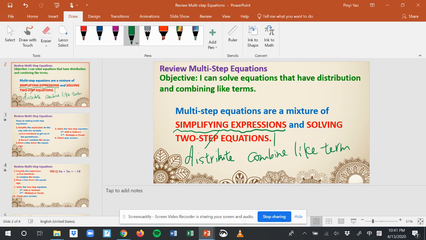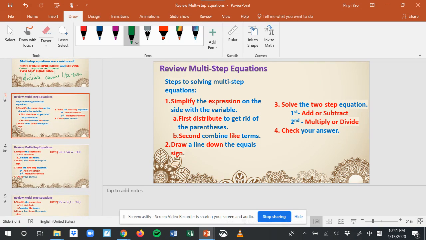So here are the steps. First, simplify, and make sure you always do distribute first, then combine like terms. After that, we're adding or subtracting, then multiply or divide. And lastly, we check your answer. And I'm not going to emphasize on check your answer. So let's do some examples.